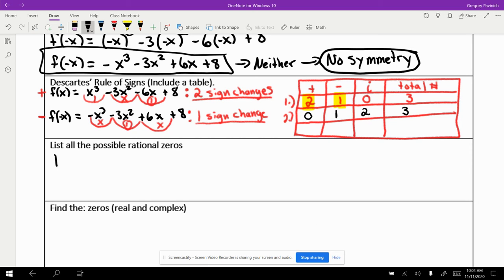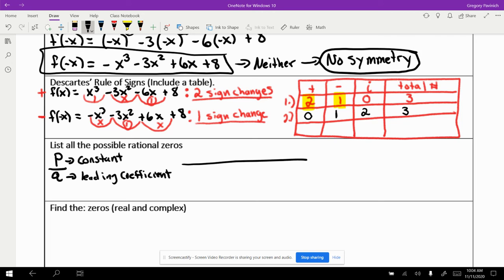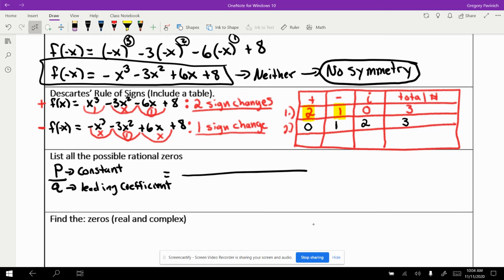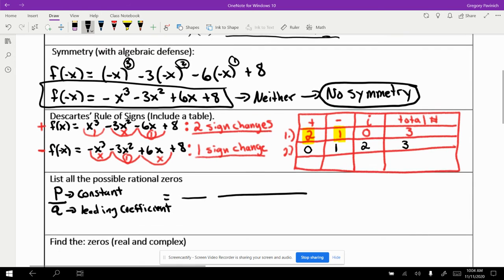Okay, so now what I want to do is do my rational root theorem, and that is my P over my Q, where P is my constant and my Q is my leading coefficient. This is a pretty easy test, okay? And so what you're going to do is you're going to first find what those two numbers are.